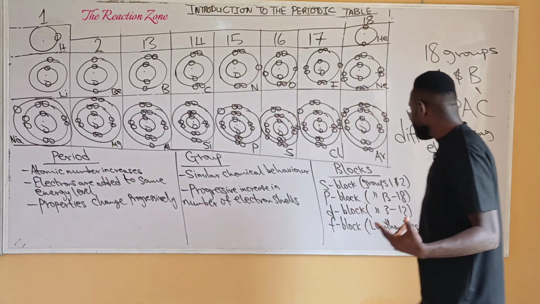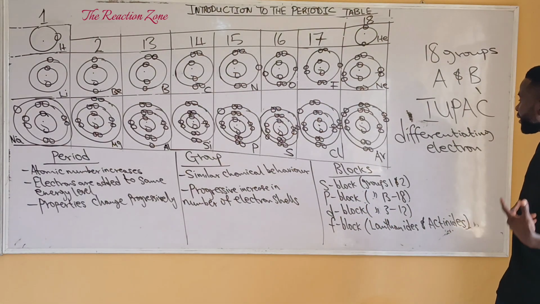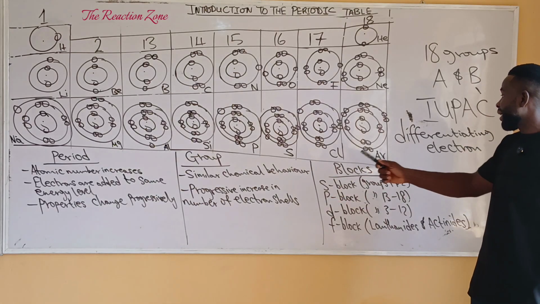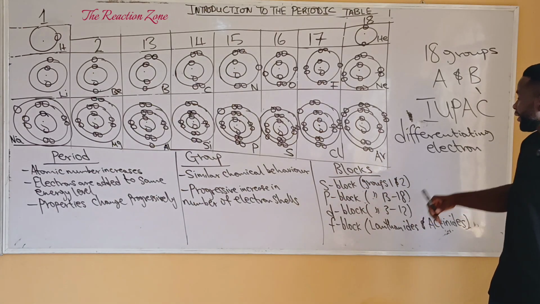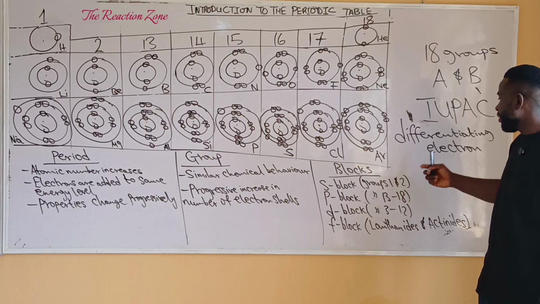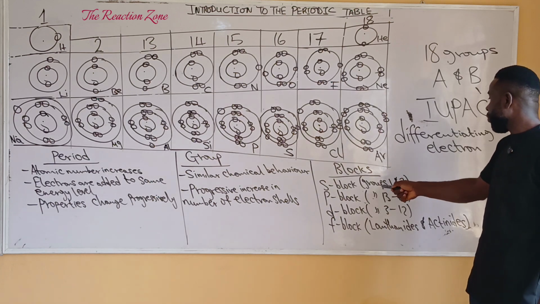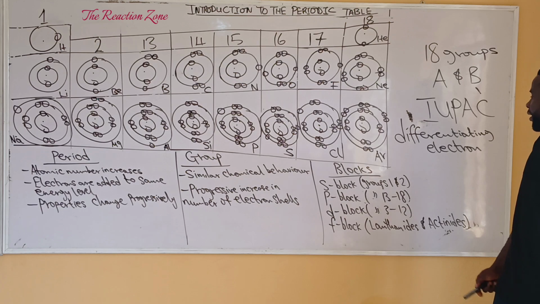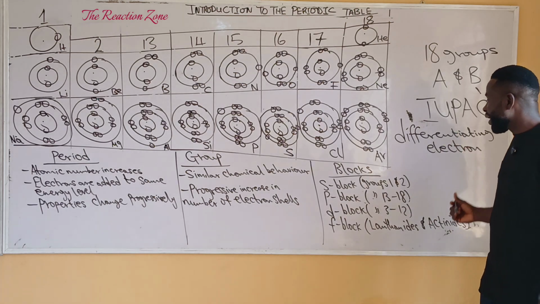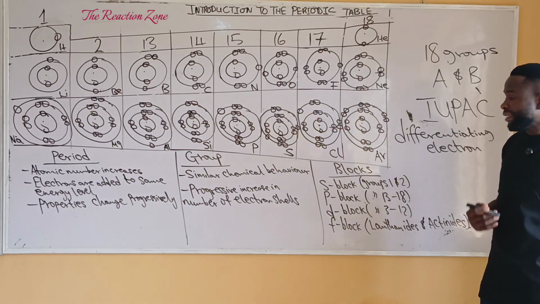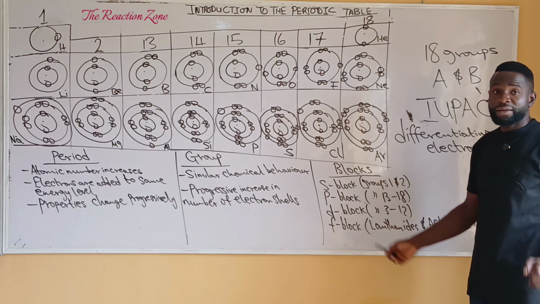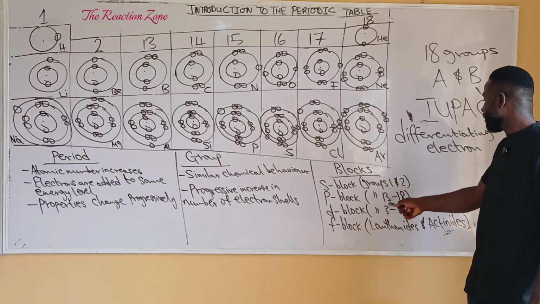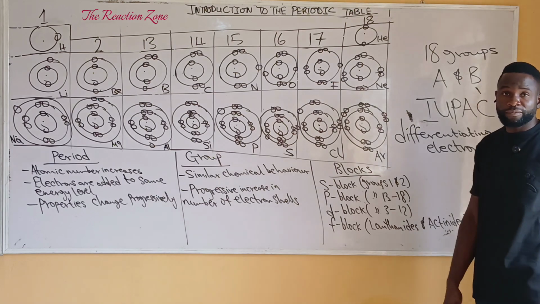If the differentiating electron enters an s orbital, then that element is an s block element. And examples of s block elements are elements of groups 1 and group 2. If the differentiating electron enters a p orbital, then that element is a p block element. Examples of p block elements are elements of group 13 to group 18.